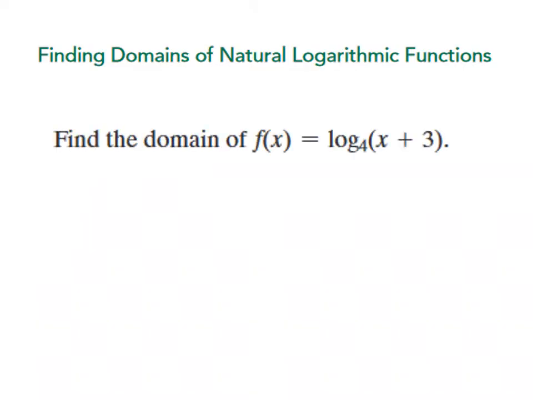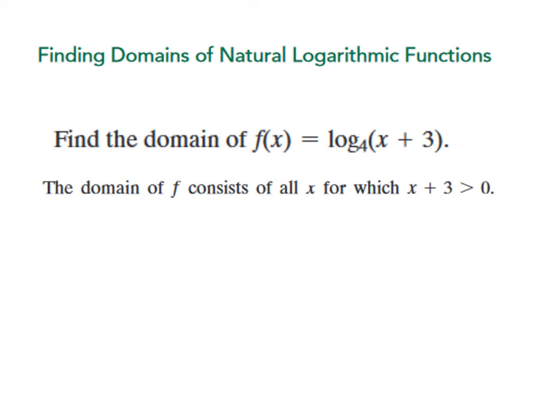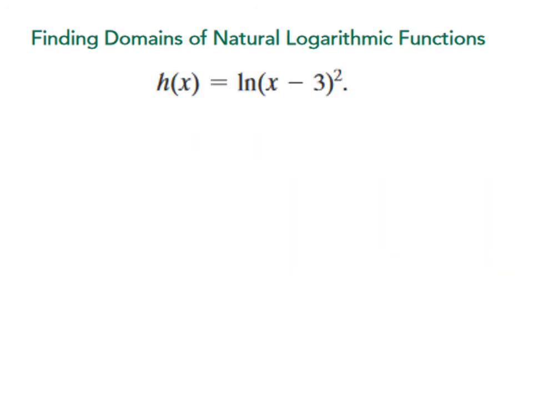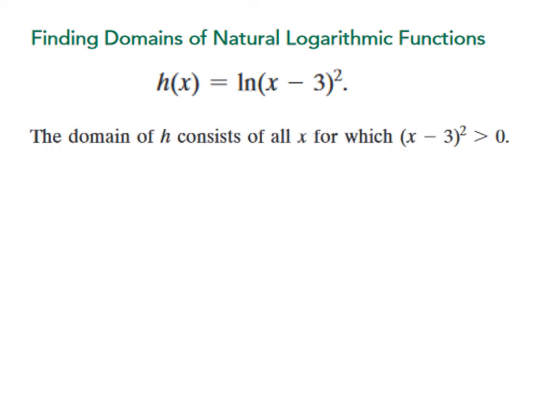Now domain, anytime we're trying to find the domain of the logarithmic function, the quantity inside the log should be positive. So the domain of this function is negative 3 to positive infinity. Here we need to find the domain, and notice we have a square, so x minus 3 could be positive. We need it to be positive. So we need x minus 3 squared to be positive, so x minus 3 could be negative or positive. Therefore, the domain is negative 3 to infinity, union 3 to infinity.